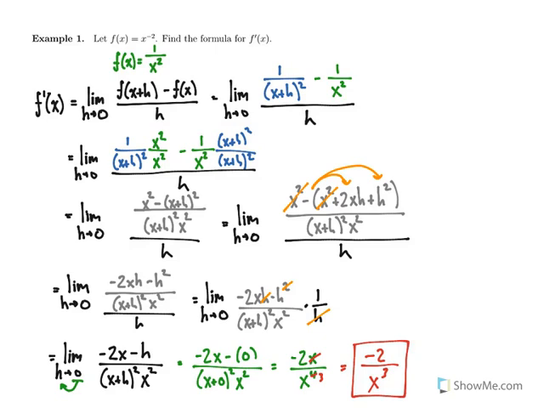So this is a lot more algebra in this problem that we had to do. We had to deal with fractions in a couple different ways, but it still came down to canceling out an h in the numerator and the denominator. And after we were able to do that, we can just plug in 0 for h and we get an answer.